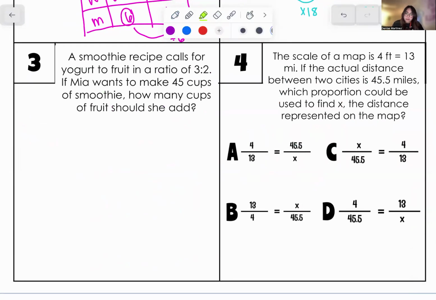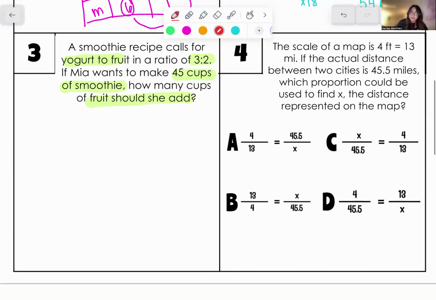A yogurt smoothie recipe calls for a yogurt to fruit ratio of 3 to 2. If Mia wants to make 45 cups of smoothie, how many cups of fruit should she add? So we're going to go ahead and do the same thing here. We're going to set up our original ratio. So that means we're doing yogurt to fruit. And let's go ahead and just find the total. So yogurt to fruit, and my total is 3 plus 2, which is 5.